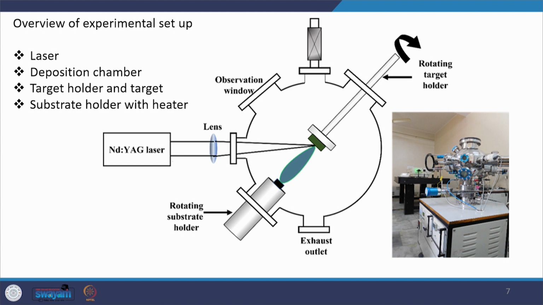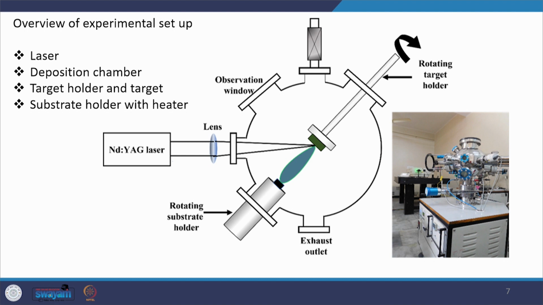You can have a rotating substrate holder or a fixed substrate holder also. Rotating means that if we want to deposit a very uniform film, one can rotate the substrate, but sometimes it is difficult because a heater is attached to the substrate holder. There are also observation windows available through which you can do diagnostics of the plasma.